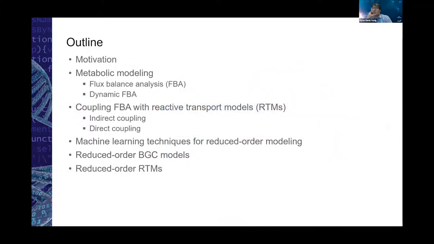Okay, so I'll start with the motivation for why I prepared this talk, and also give a brief overview and reminder of what FBA and DFBA are. Although I talked about this yesterday, I'll give a little more detailed perspective on those methods, and then talk about the existing ideas using a lookup table for coupling with reactive transport models, direct coupling versus indirect coupling. These two methods came from Tim Scheibe's group, and one of them was led by Lin Feng. Then I'll talk about machine learning techniques as a new tool for reduced order modeling. And then I'll give specific examples of how to develop a reduced order model for a BGC model, a biogeochemical model, also with reactive transport models.